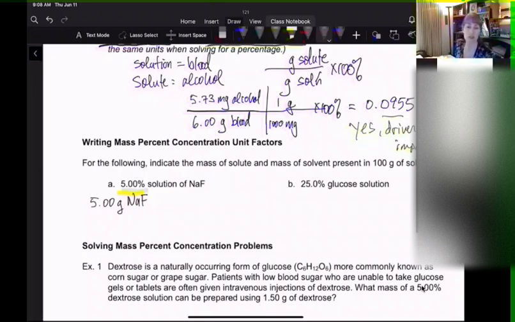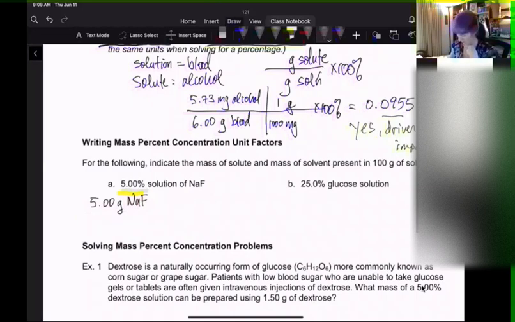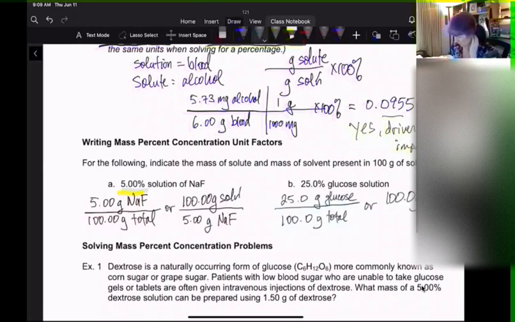So a 5% solution of sodium fluoride would have 5 grams of sodium fluoride per 100 grams total. So we could always just measure 100 grams of the solution, and then we know inside there is 5 grams of the sodium fluoride. So we could write it another way. We could say, okay, if I have 100 grams of solution, that must contain 5 grams of sodium fluoride. So go ahead and do the next one for glucose. So 100 grams of solution contains 25.0 grams of the glucose solute.